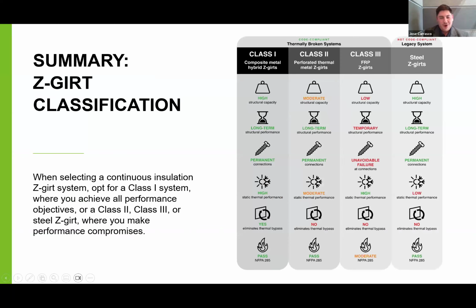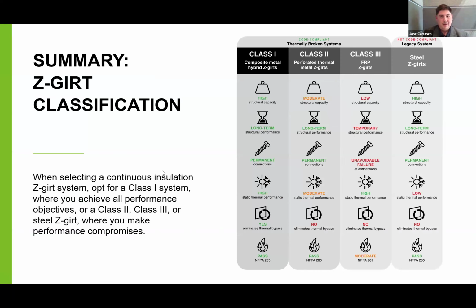So in summary, our chart here is really a tool to help you as designers or specifiers or contractors to just be more familiar with the Z-girts that you're either selecting or installing and really give you a better sense of where the performance compromises might be that you're making in choosing a class 1, 2, or 3 product.